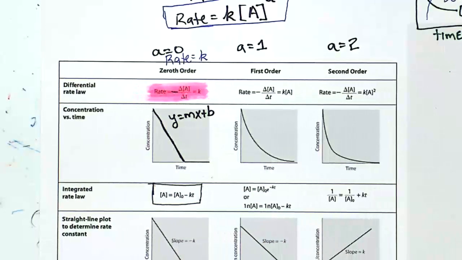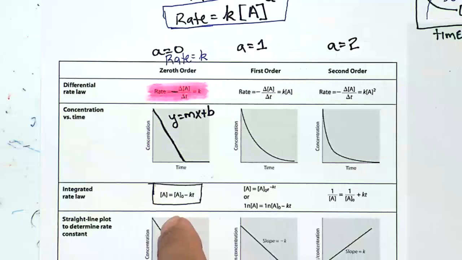This is called the integrated rate law. It's from calculus. Out of curiosity, how many of you have had calculus? One person? Okay, that's good. So this comes from calculus.